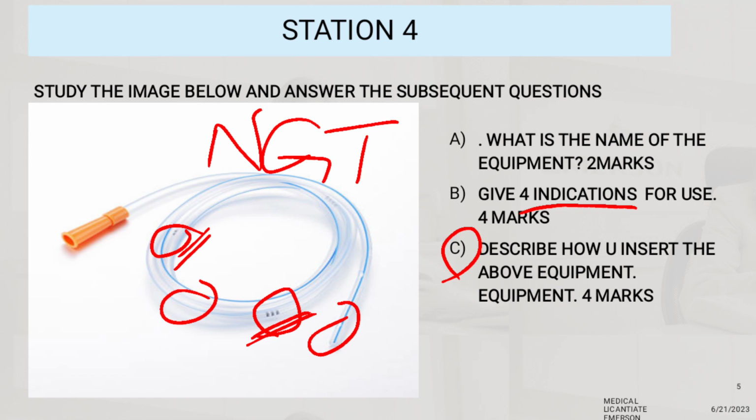There are questions on how they can even ask you, how do you assess for proper tube placement? After you're done, you are supposed to assess for proper tube placement. But this question just said describe how you insert the above equipment, and we have described that. If they ask how to assess for proper tube placement, there are a lot of ways. You can check the pH, you can use a stethoscope, you can also use water in a galley pot to check if there are any bubbles.